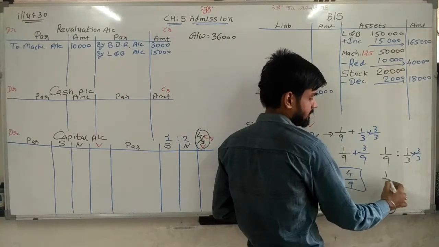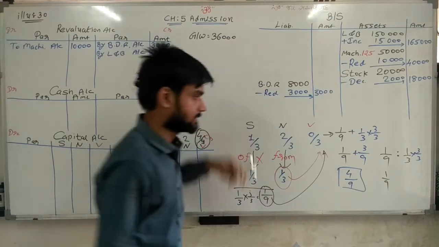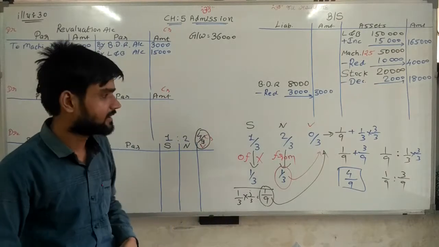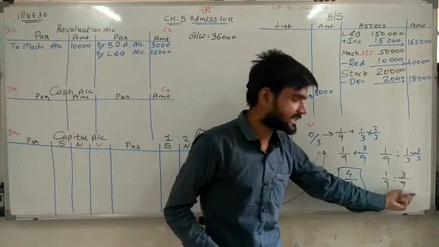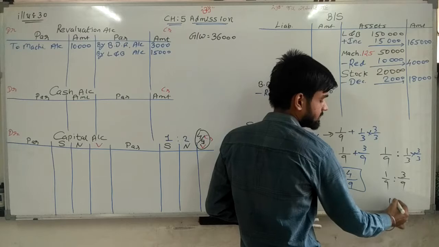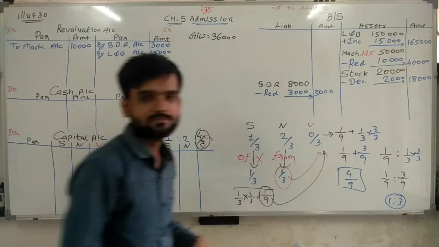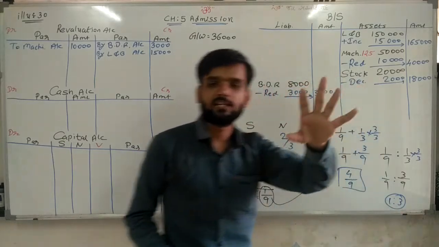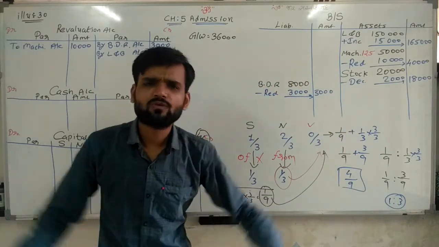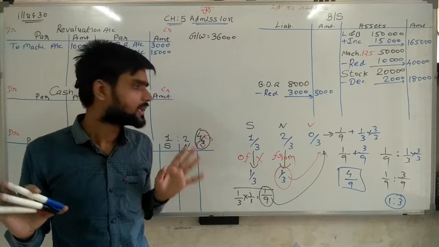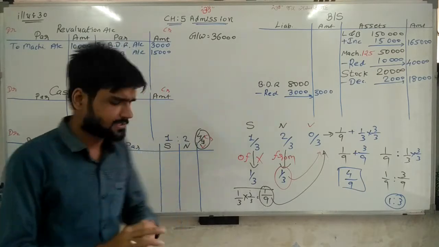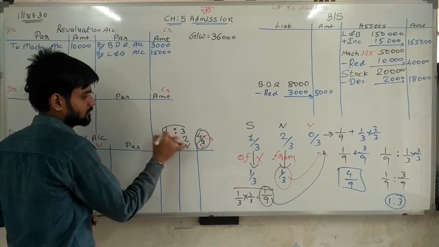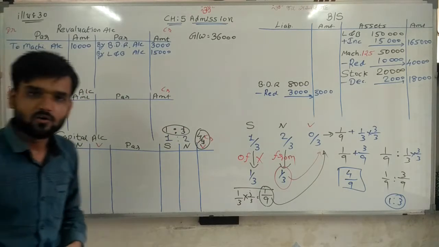So 1/9 sacrifice by S, 3/9 sacrifice by N. Now 9 and 9 are the same, so I can write the sacrifice ratio is 1:3. Sorry, 1:3 is the sacrifice ratio. Now we have both the values. We have a new ratio as well as a sacrifice ratio. So sacrifice ratio is 1:3.